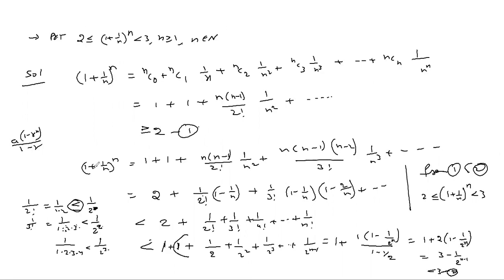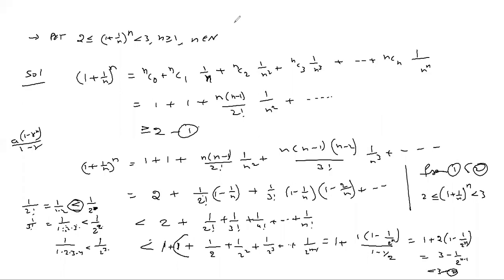So consider once again 1 plus 1 by n whole power n. nC0 means 1. nC1 means n into 1 by n, clearly 1. So expanded nC2, nC3 and so on. Clearly this is 2 plus... Now n I have taken common, n square I have cancelled. So finally I'll get 1 minus 1 by n into 1 by 2 factorial. Similarly here also.